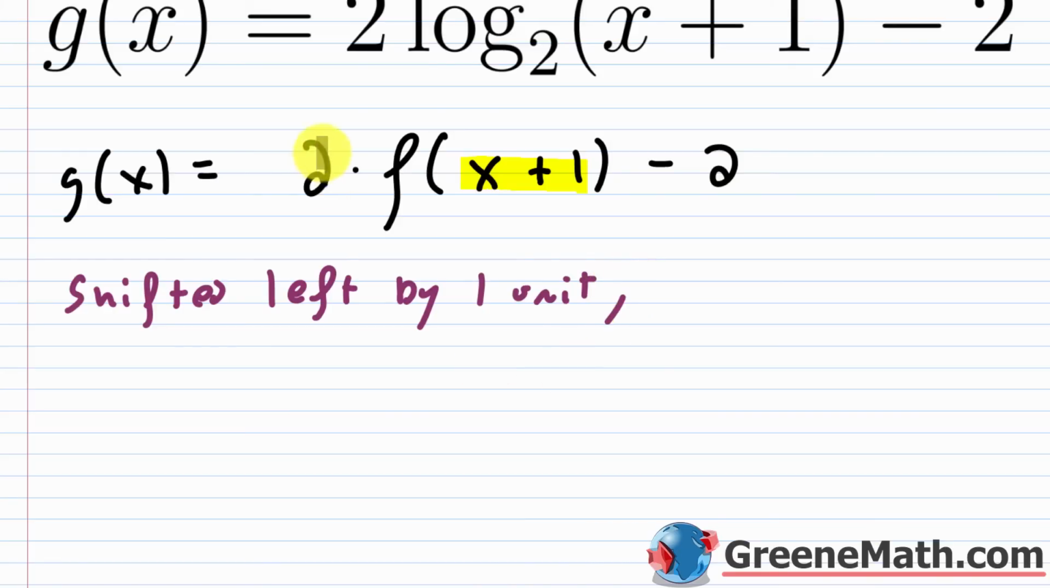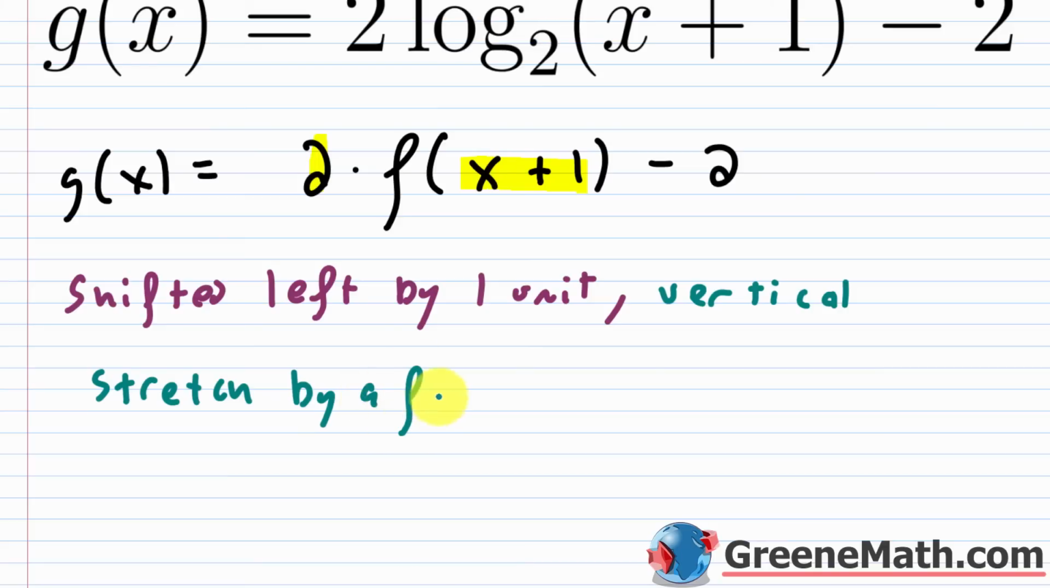This one right here, this 2, that is multiplying this guy, that is giving me a vertical stretch by a factor of 2. So in terms of your y values, now you're multiplying them by 2. So that's all you're doing. So let's go ahead and say that there is a vertical stretch by a factor of 2.